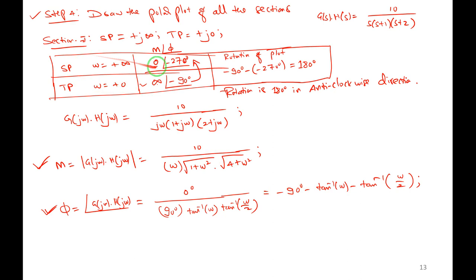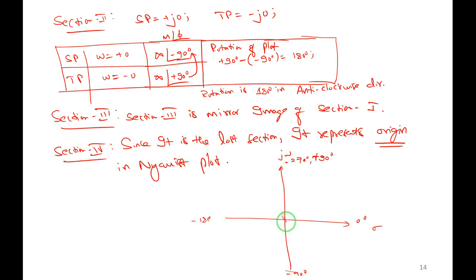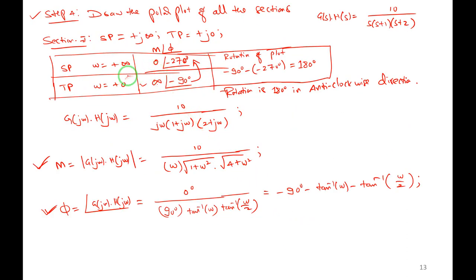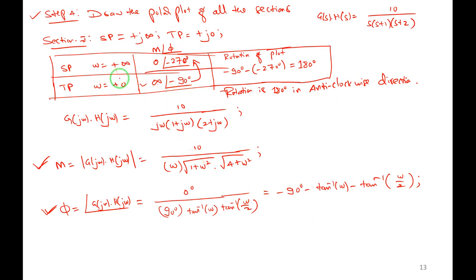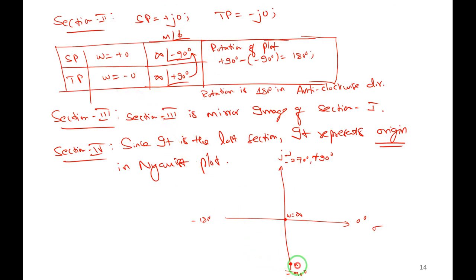Okay, for section 1, minus 270, magnitude is 0. Minus 270 is here, magnitude is 0. It will come here. Next, for section 1, the terminating point is minus 90 degree, infinity. Minus 90 degree is this line. Let me take infinity here. Actually infinity means it is never ending, right? So this is omega equal to infinity and omega equal to 0 here.